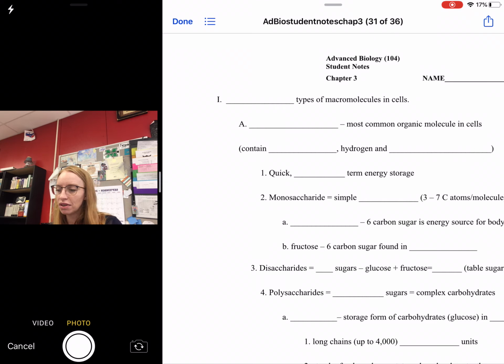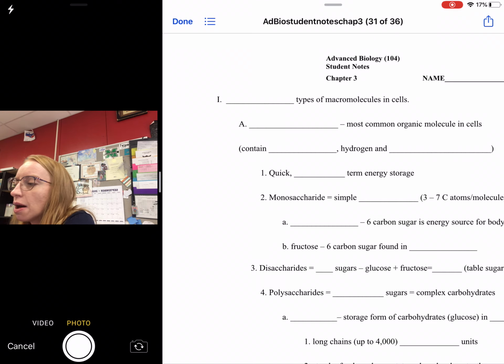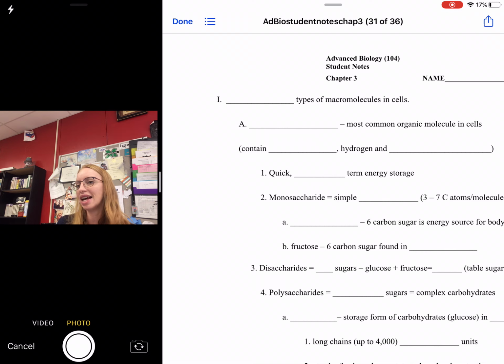So that basically tells you how building block molecules or monomers are made into polymers. And that's the same in your amino acids as well, and I'll demonstrate with those when I get to that section. Polysaccharides have many of these. These can have like hundreds of monosaccharides joined together. So polysaccharides have many sugars and they are complex carbohydrates.